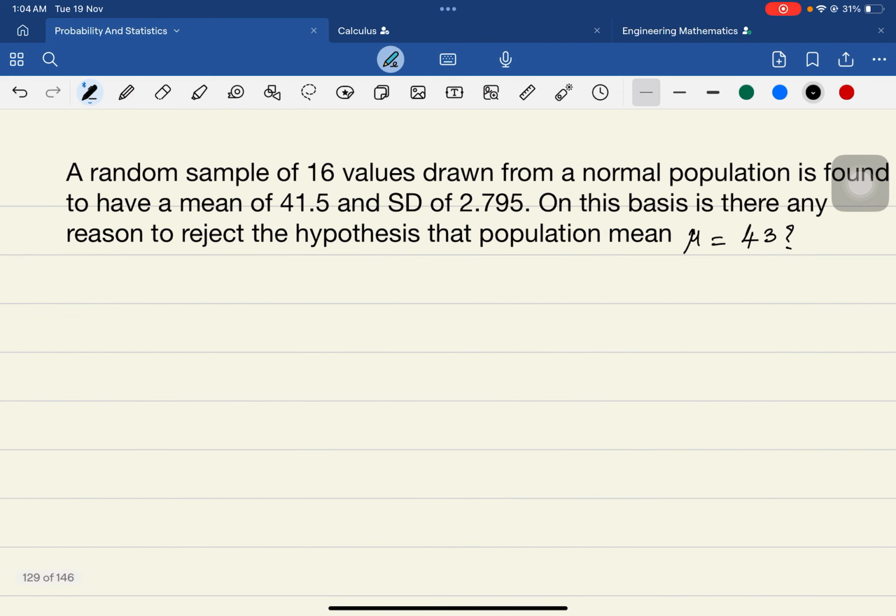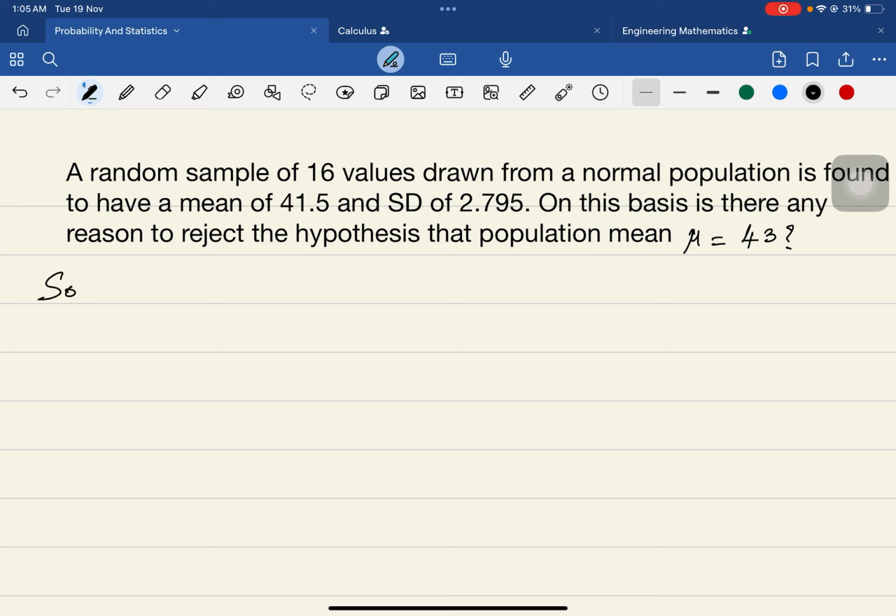So now let us have a look at these problems. A random sample of 16 values drawn from a normal distribution is found to have a mean of 41.5. So a sample of 16 values is clearly less than 30, so it is a small sample. First I notice whether it is a small sample or a large sample. Sigma is equal to 2.75. On this basis, is there any reason to reject the hypothesis that the population mean mu is equal to 43?